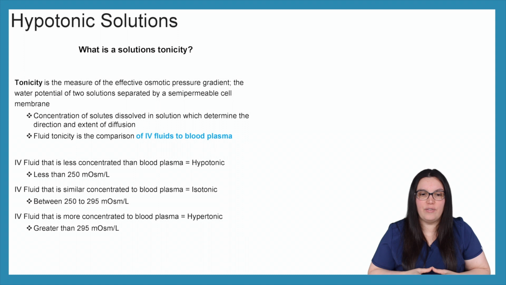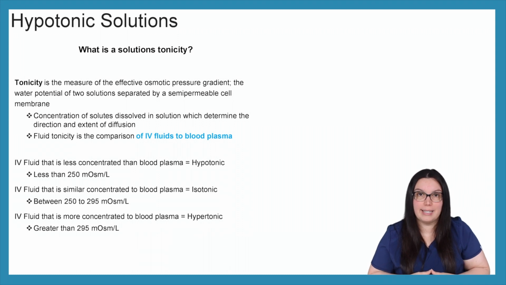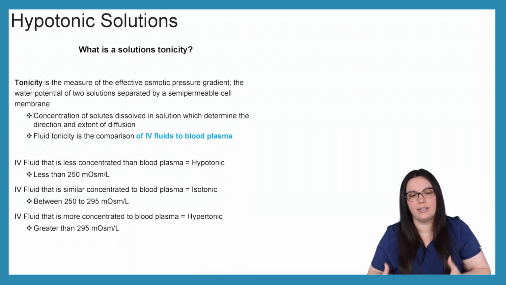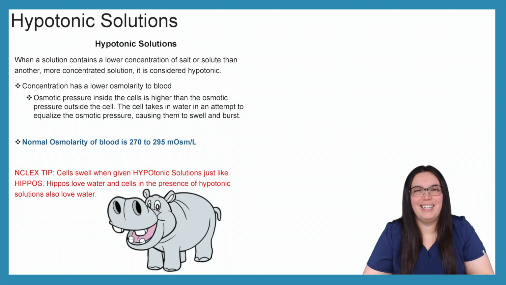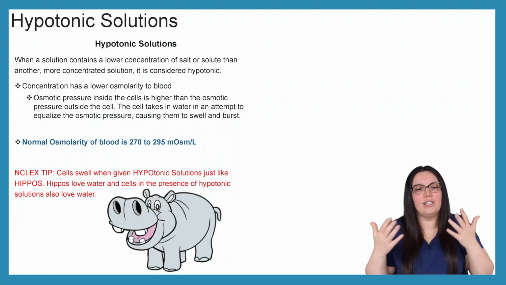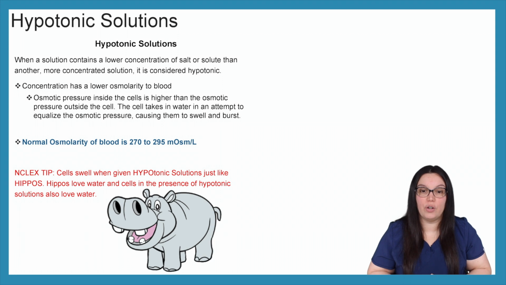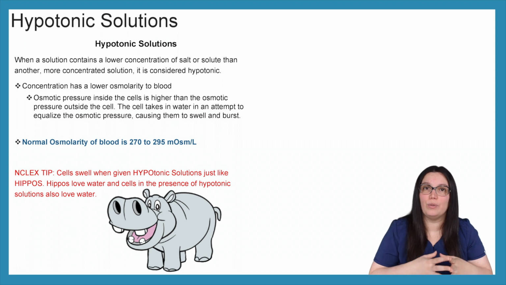If we have an IV fluid that is less concentrated than our blood plasma, then we have a hypotonic solution, less than 250. If we have an IV fluid that has a similar concentration to blood plasma, then we have an isotonic solution. That's usually between 250 and 295. And lastly, if the IV fluid is more concentrated than our blood plasma, then we have a hypertonic solution that is greater than 295. Hypotonic solutions contain a lower concentration of salt or solute than another more concentrated solution.